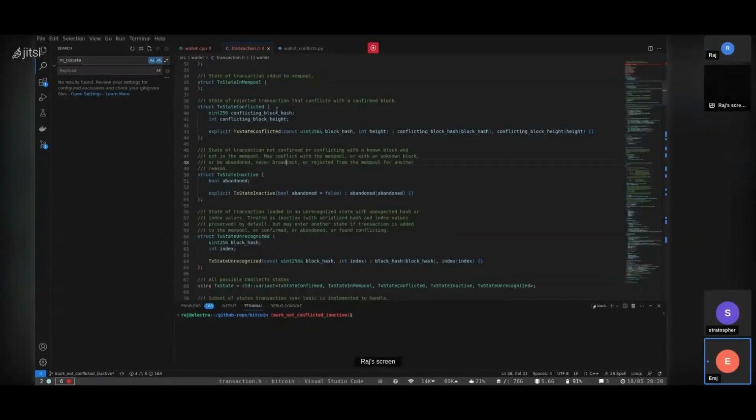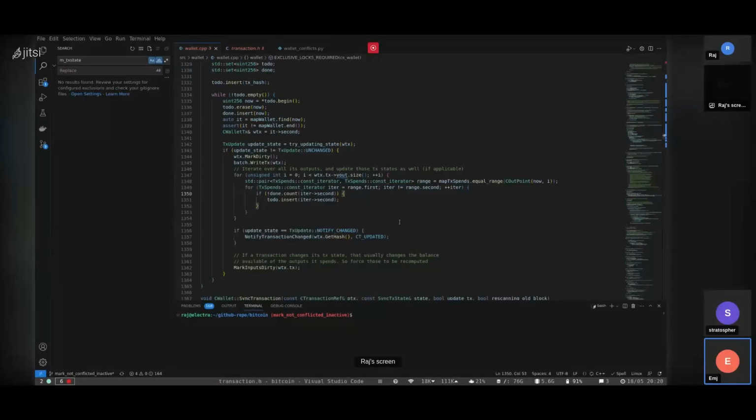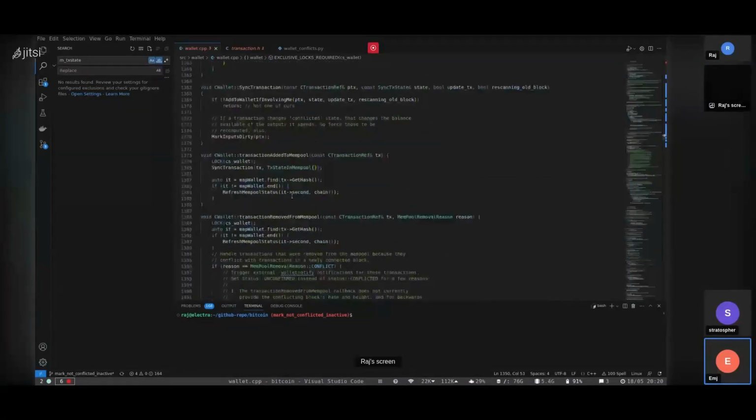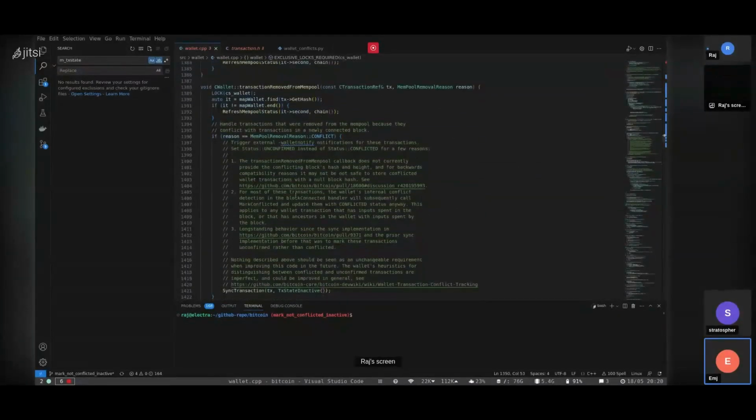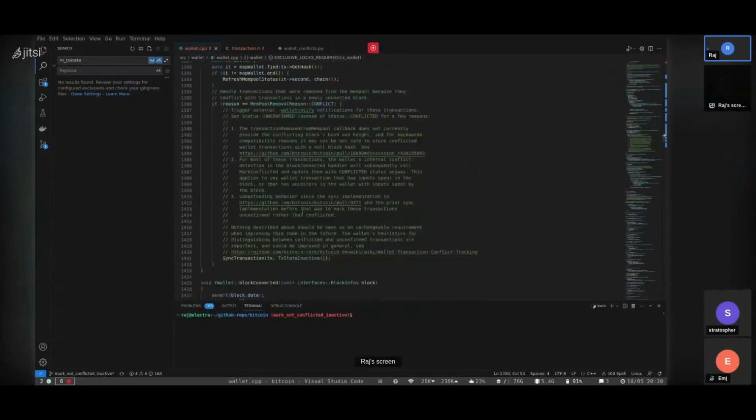I have one more question regarding this rebroadcasting. When does the wallet do this automatically? Is there some time period? Yeah, I think the time period is around 24 hours or something like that.